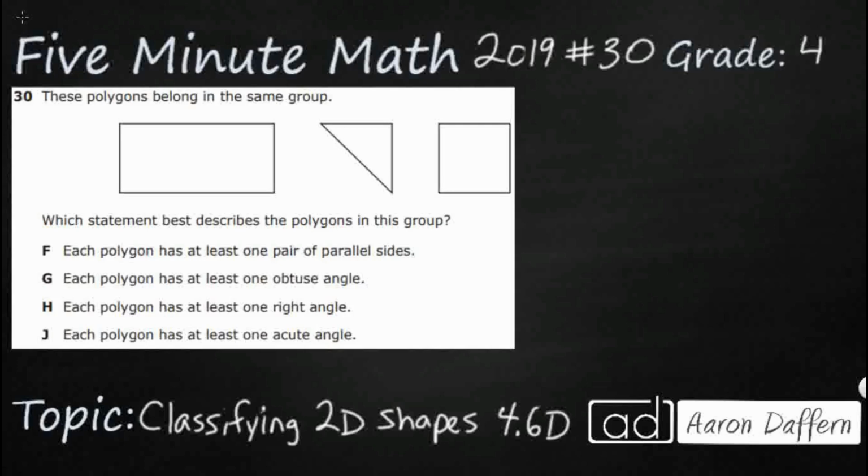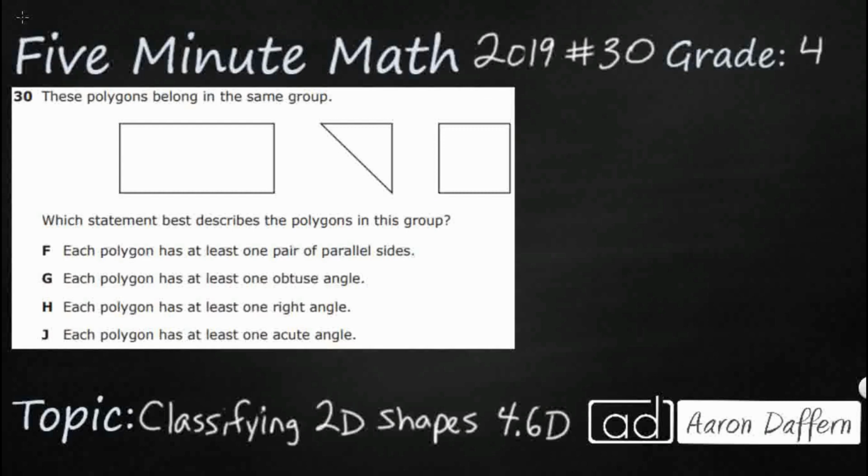Today we are looking at the 4th grade concept of classifying 2D shapes. This is standard 4.6D in the great state of Texas, and we are using item number 30 of the 2019 released STAAR test. If you have not done so already, please go ahead and take a moment to pause the video, work this problem out on your own, unpause it, and then we will look at our answers together.